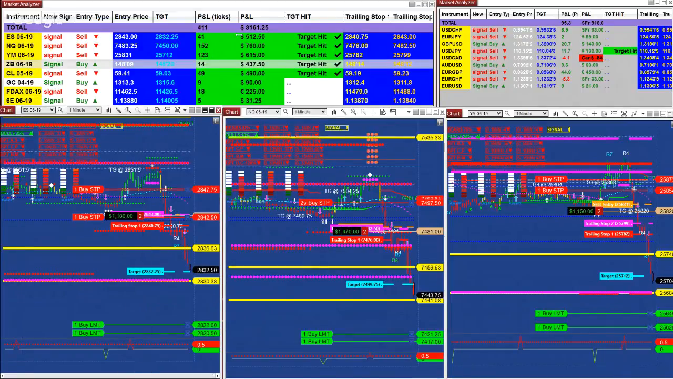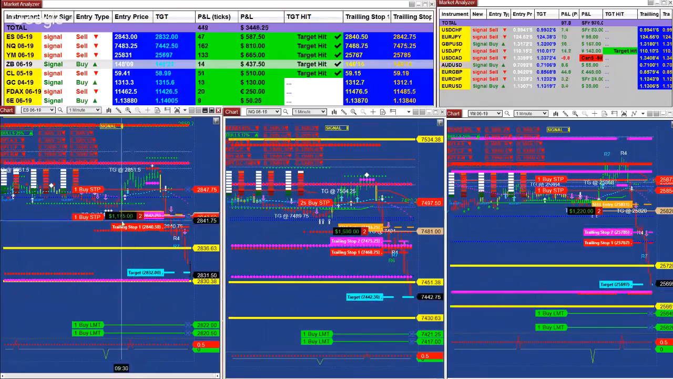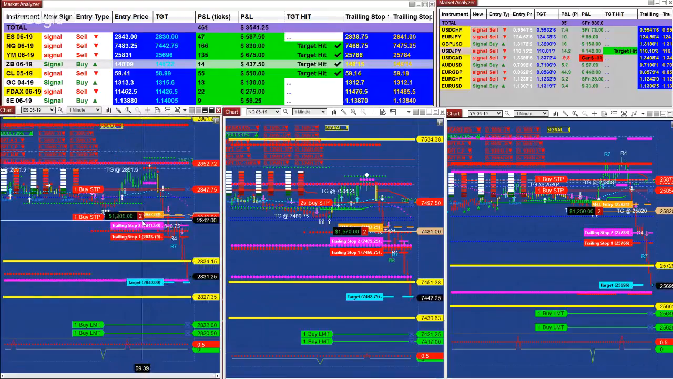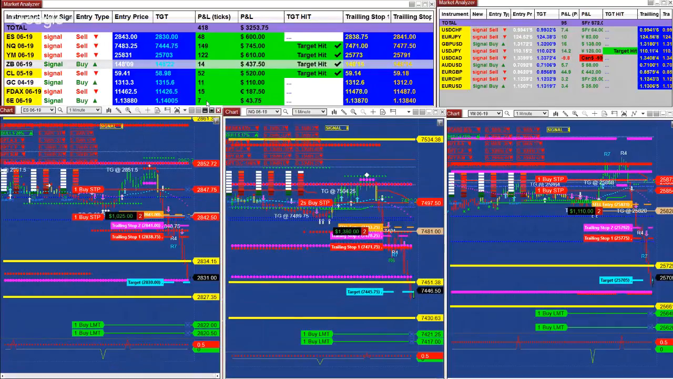So, as an example here on the ES, based on one contract on the market analyzer, it is 587, but because we are using two contracts, you always double it out. So if you wanted to look based on one contract, you're very welcome to look at the market analyzer.